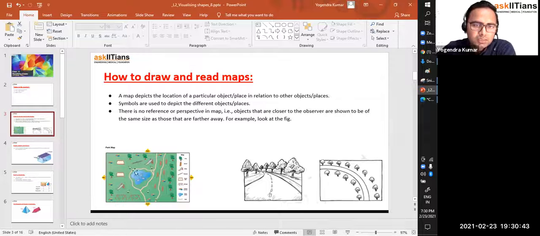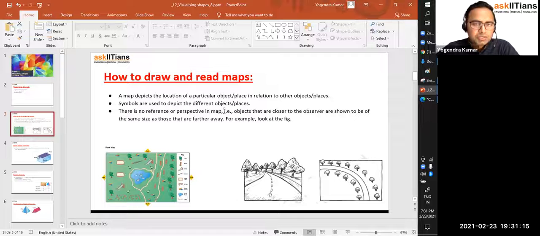If we cannot design it properly, we can roughly put it on paper, like this. We can do rough sketching and provide the details about the map, right? So a map depicts the location of a particular object or place with respect to other objects and places, how far they are situated. Like we took the example of your house and school, how far they are located. So this is the main thing.